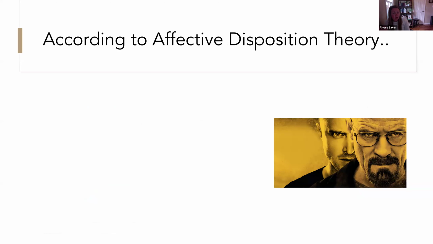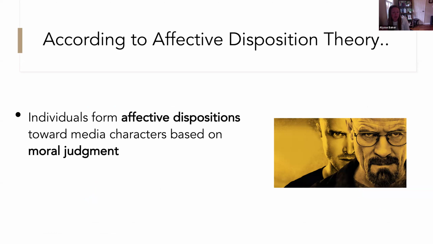So, according to disposition theory, individuals form affective dispositions toward media characters based on moral judgment. If you've never seen Breaking Bad, I highly recommend it, but also I'm sorry because maybe this reference isn't going to make as much sense. I'll try to think of another one too. So, my moral judgment, let me give you a little backstory about Breaking Bad and then it'll still make sense. I won't give anything away though.